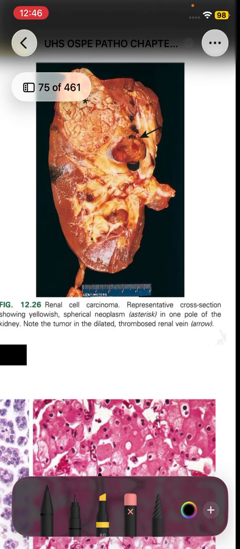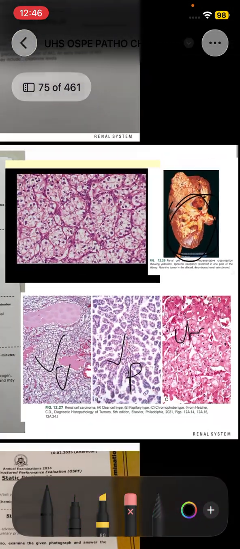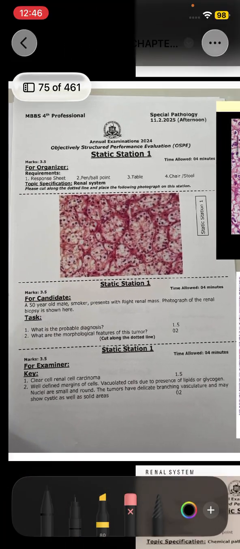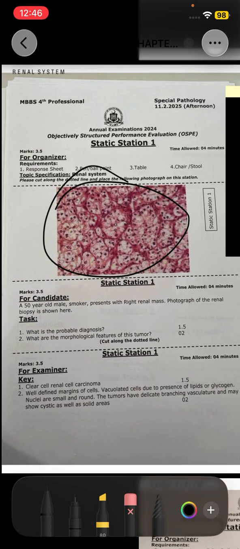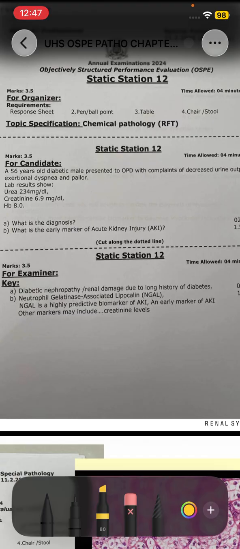This is the gross of the renal cell carcinoma. You can see the yellow neoplasm. This is again a diagram of clear cell. It has well defined margins. They are vacuolated. The reason why it's called clear cell is because vacuolated cells are there due to the presence of lipids and glycogen, so the stain looks clear. It's not eosinophilic, right? The nuclei are small and round. They have delicate branching vasculature. There are solid as well as cystic areas. Basically, the morphology is very easy if you know the diagram and how it looks.